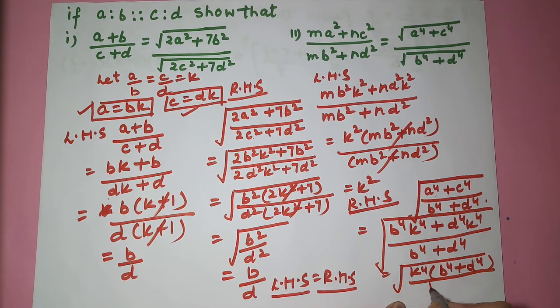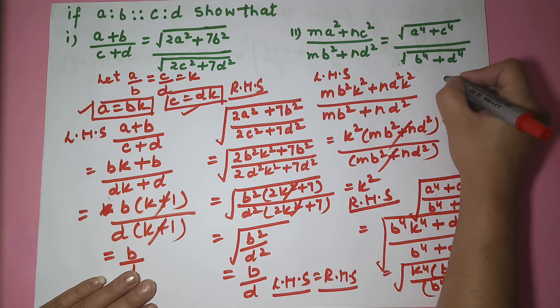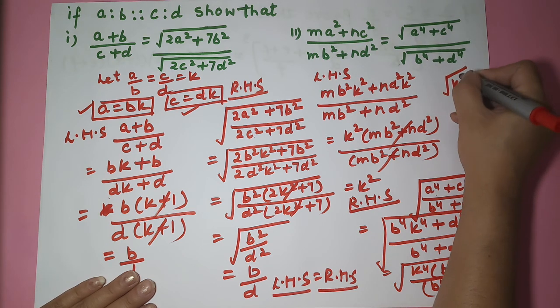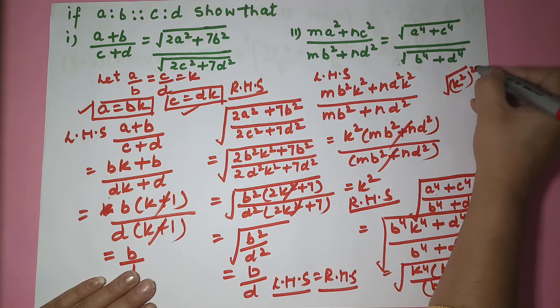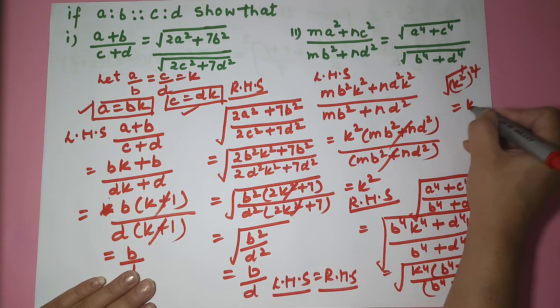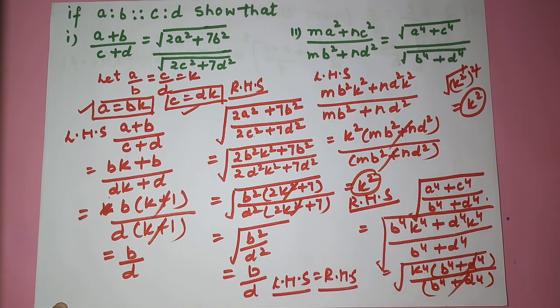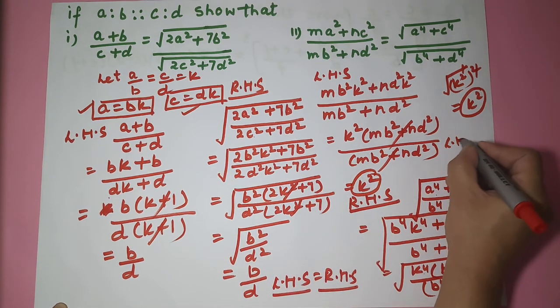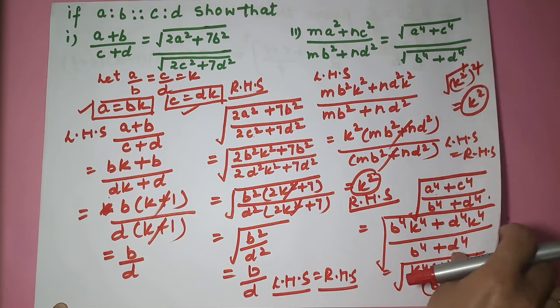In the denominator we already have b⁴ plus d⁴. So we got rid of this. Now what do you have? You have under root of (k²) whole square, because k⁴ you can write like this. Square and root will go. You are left with k². So your left hand side is equal to right hand side. Right? Okay.